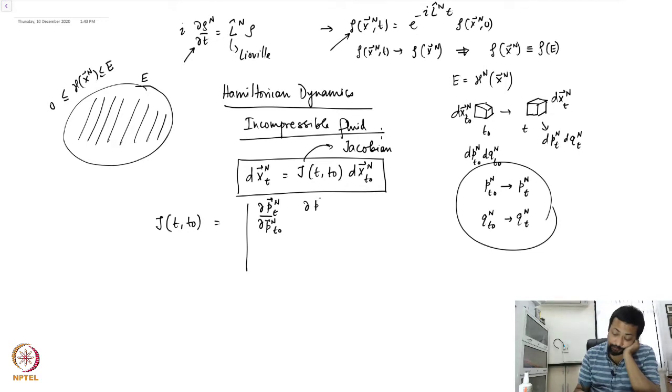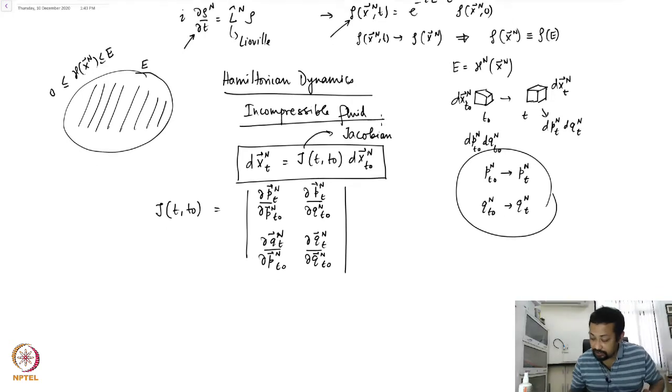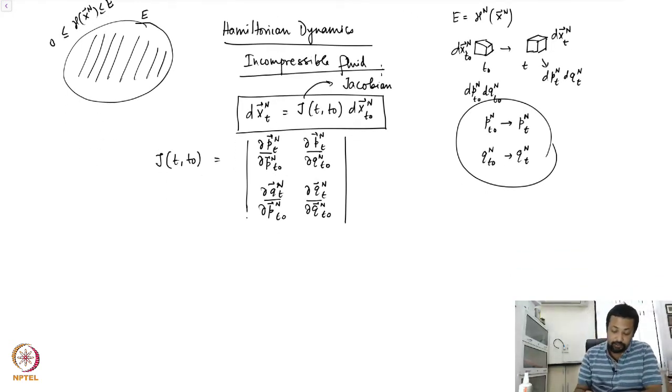This is going to be the matrix of partial derivatives: del Pn t over del Pn t0, and similarly del Qn of t over del Pn t0, del Pn t over del Qn t0, and del Qn t over del Qn t0. It's exactly the same thing that we defined earlier when we did thermodynamics, if you recall. The Jacobian is the determinant of this matrix.